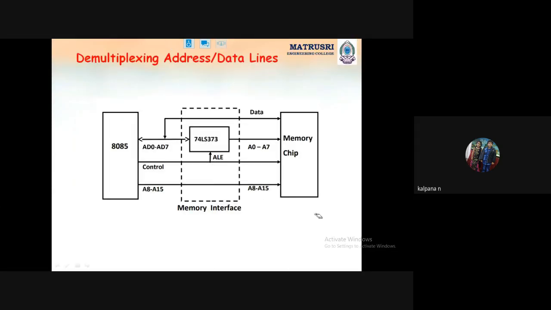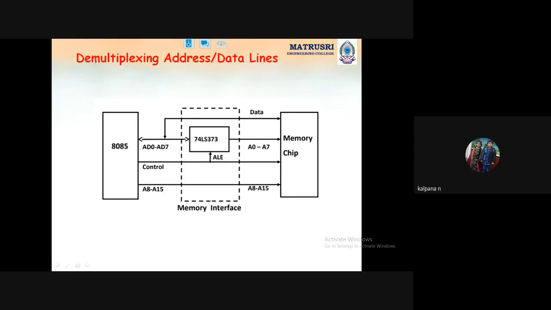This is the normal block diagram of demultiplexing. That was a circuit, and this is the block diagram. See, the 8085 and a memory chip that we want to interface with the 8085. What lines have we connected? First, address lines A8 to A15. Next, control lines. Control lines include Read, Write, ALE, IO/M bar, and Ready. All those lines we connect directly from the 8085 to memory.